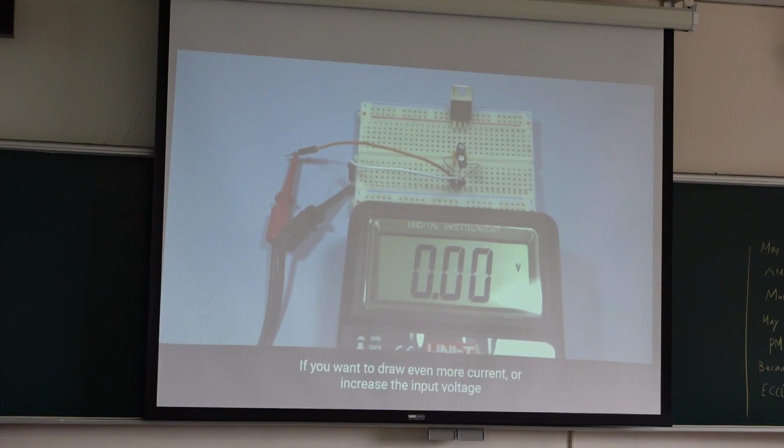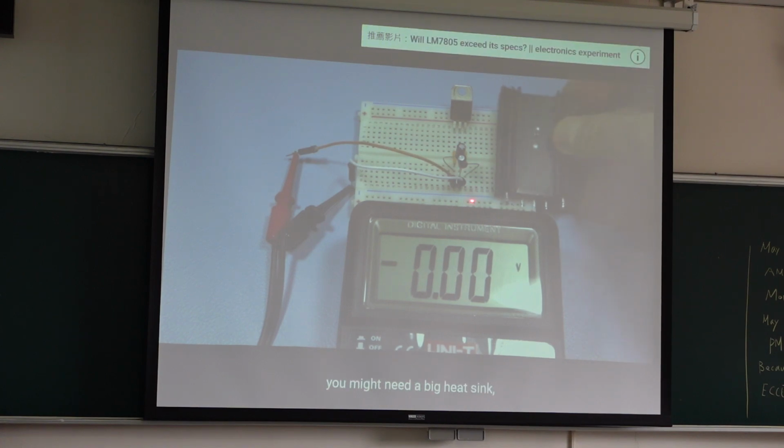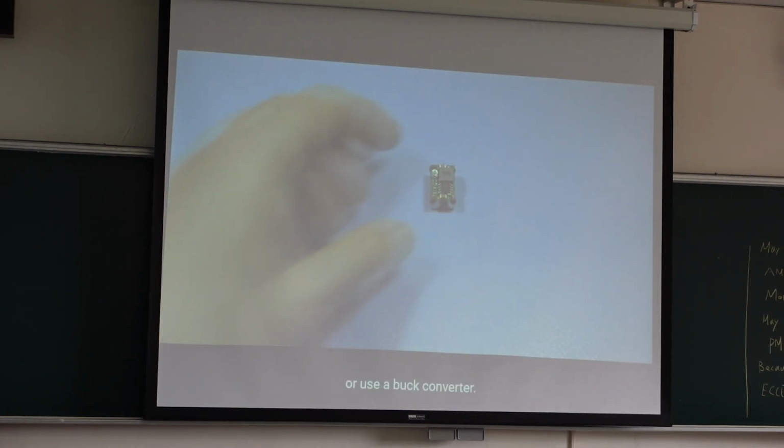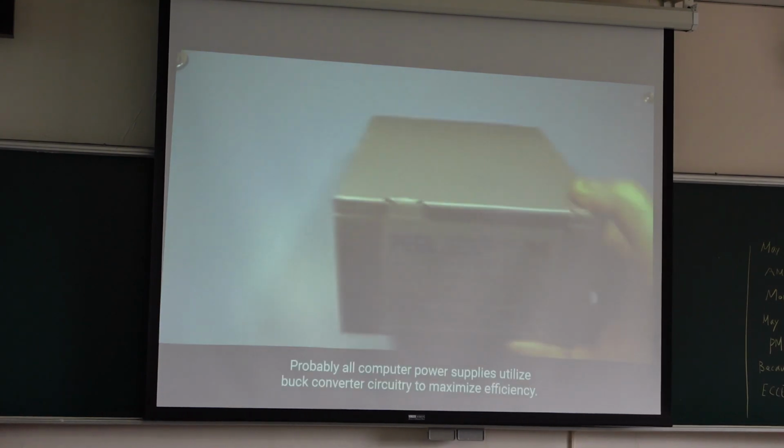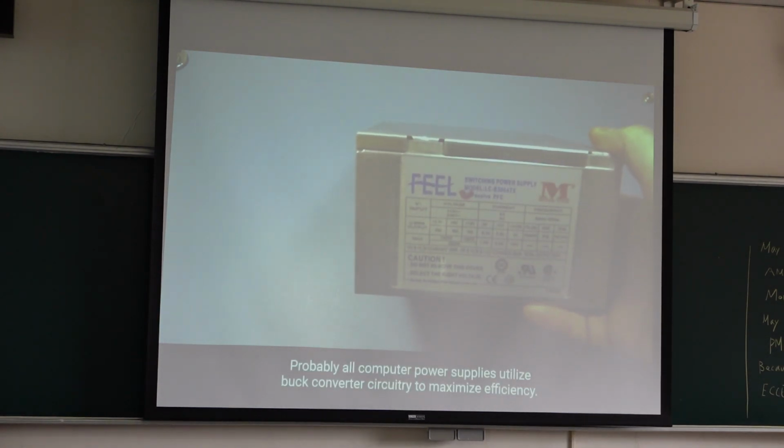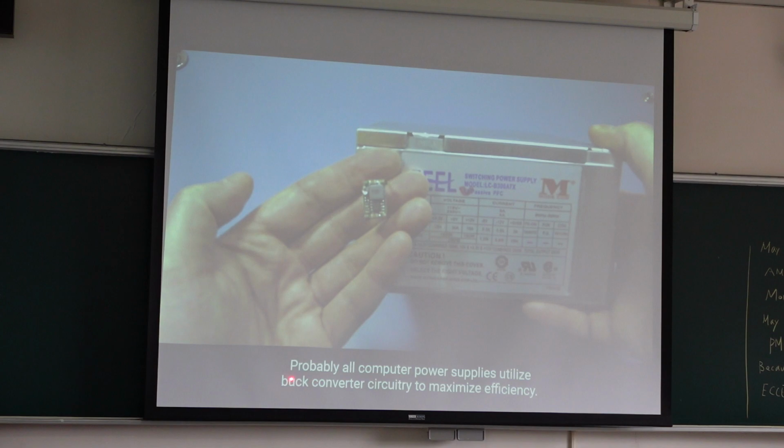So the efficiency is too low because you put the power into a resistor to waste the power to reduce the voltage. Then we should use a buck converter. Probably all computer power supplies use buck converters to maximize efficiency.